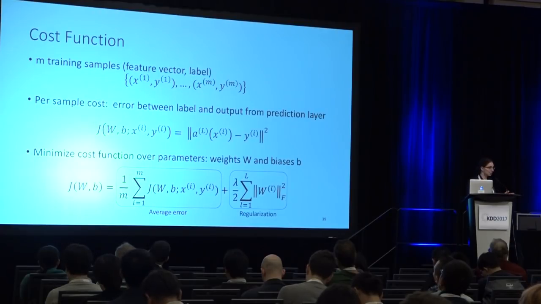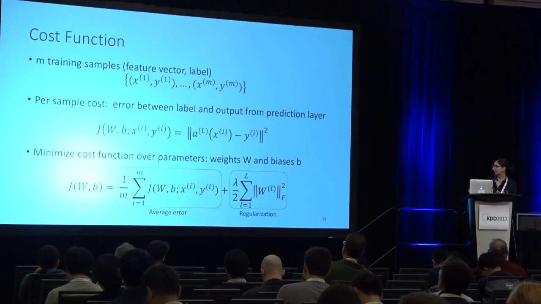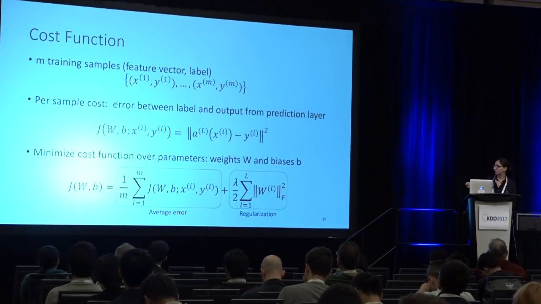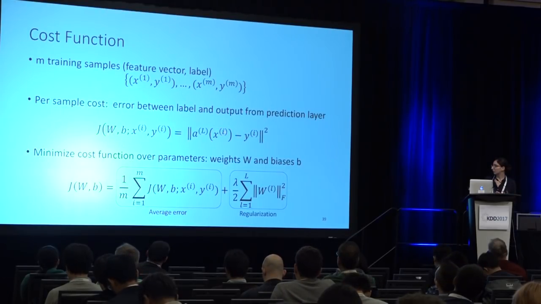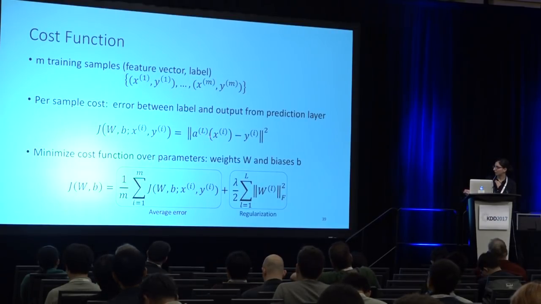Like many other machine learning models, the way we train them is by using some data and gradient descent iterative methods. So we start with the training samples, which is a set of features, input vectors, and labels. So here we have M of them. And we have to choose a cost function, which measures for every label what's the error between the output from the last prediction layer, the activation at the end of the network, and the actual label.